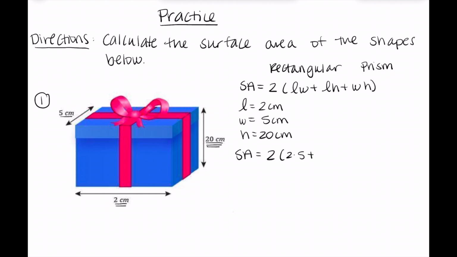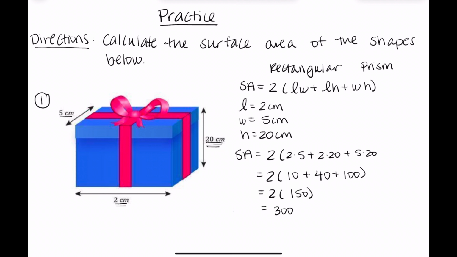So we'll have 2 times (2 times 5 plus 2 times 20 plus 5 times 20). And in order to solve this, we'll start with what's inside our parentheses first, and we'll do the multiplication part. So 2 times 5 gives me 10, 2 times 20 gives me 40, and 5 times 20 gives me 100. So 2 times (10 plus 40 plus 100) is 2 times 150, which gives me 300.